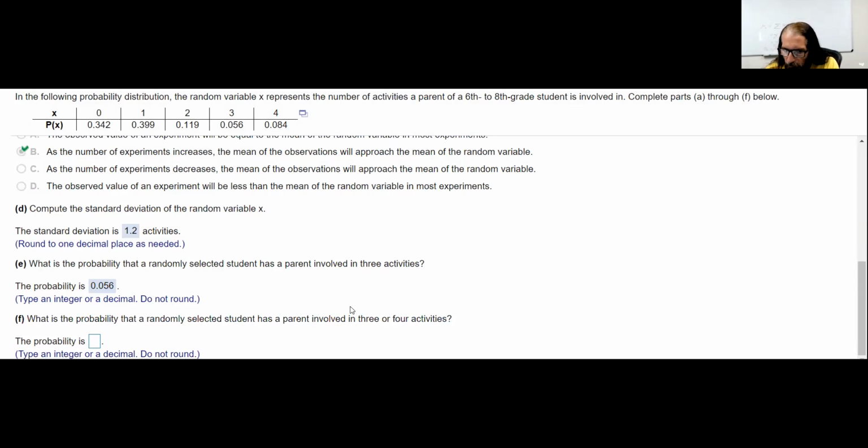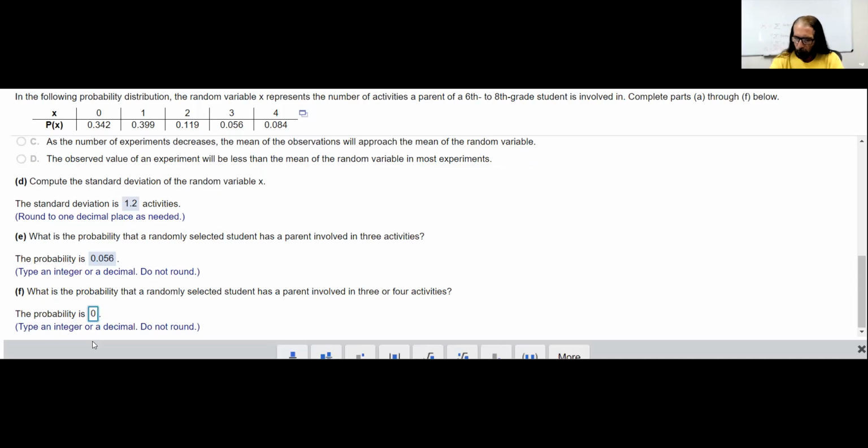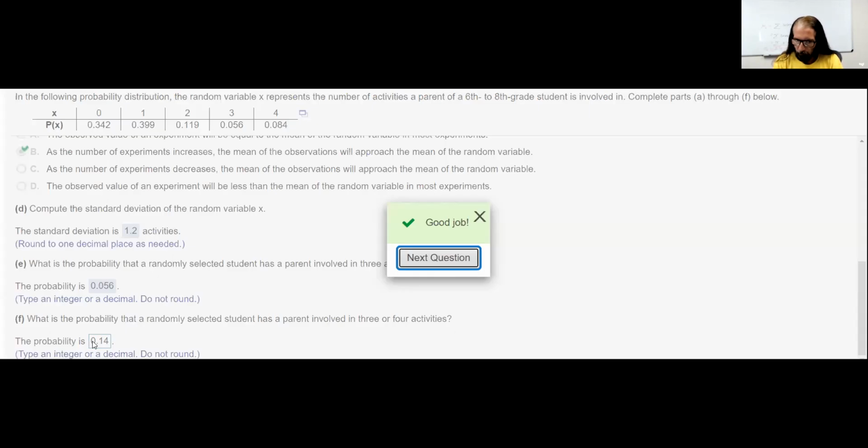Now this last part, it's the probability the randomly selected student has a parent involved in 3 or 4 activities. We need to add those. And in the thousands place, 4 plus 6 will give us a 10. So carrying into the hundreds, 5 and 8 is 13, 14. I think we're looking at 0.140 or just 0.14. All right, it's good.